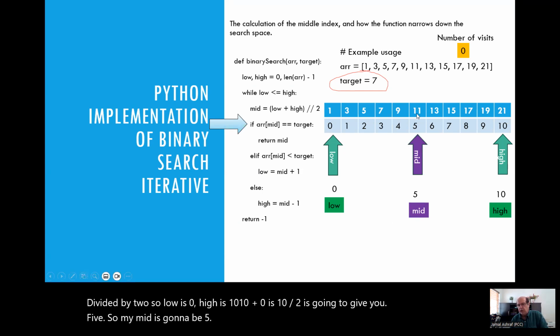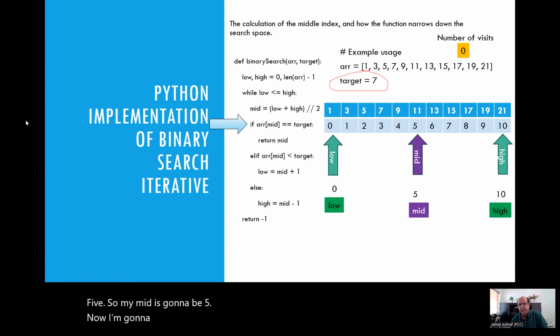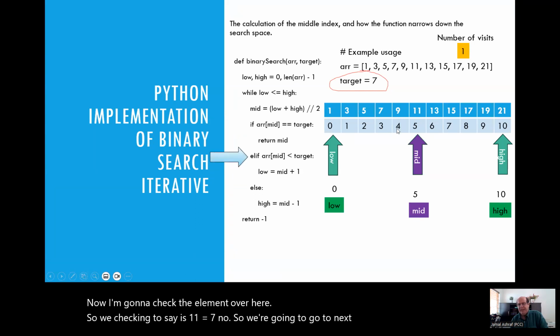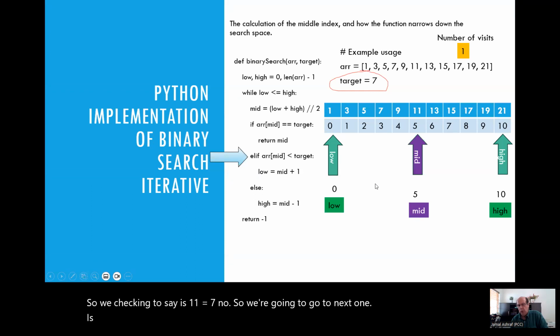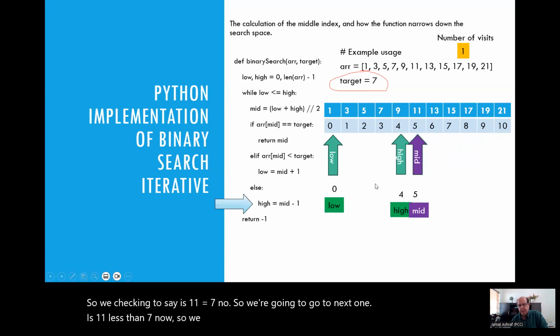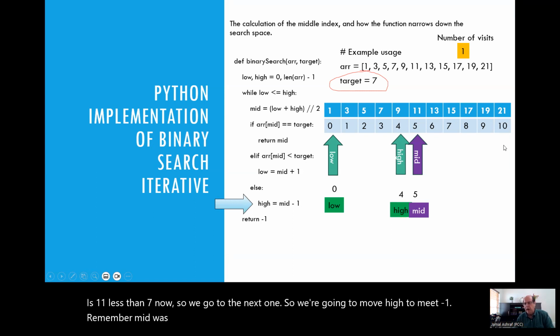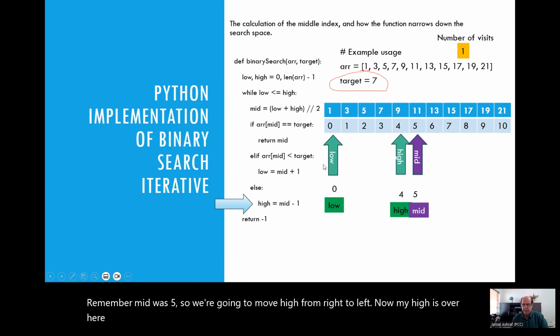Now, I'm going to check the element over here. That's 11. So we're checking to say, is 11 equal to 7? No. So we're going to go to the next one. Is 11 less than 7? No. So we go to the next one. So we're going to move high to mid - 1. Remember, mid was 5. So we're going to move high from right to left. Now my high is over here. My low is here. Now we're going to go back up to the loop again.